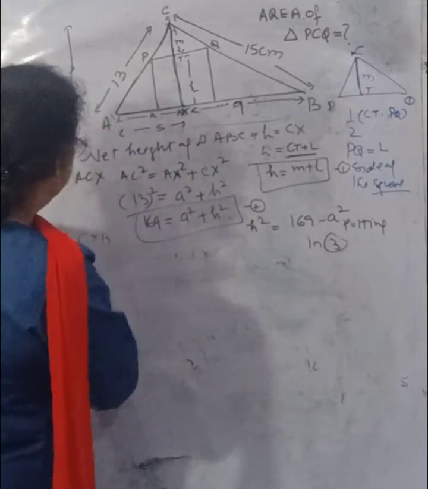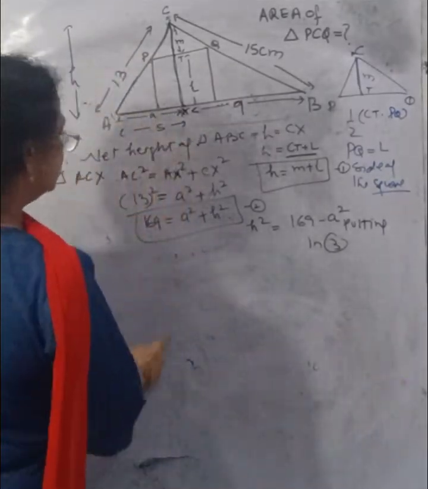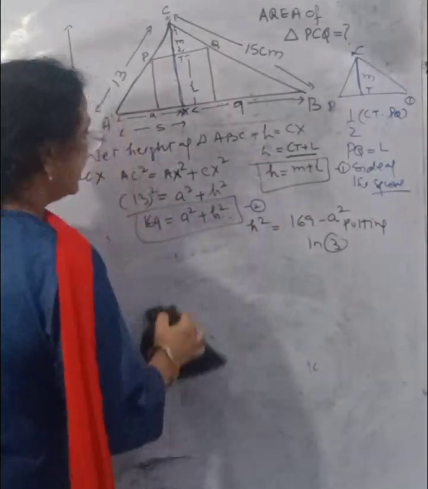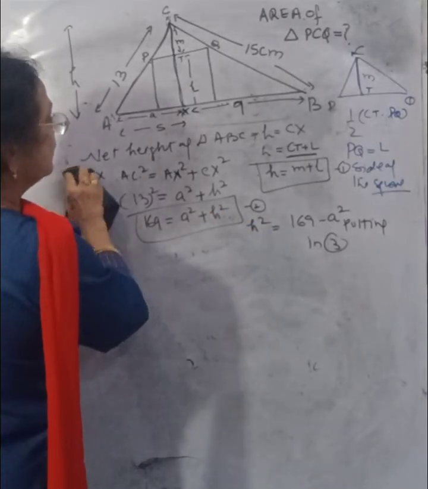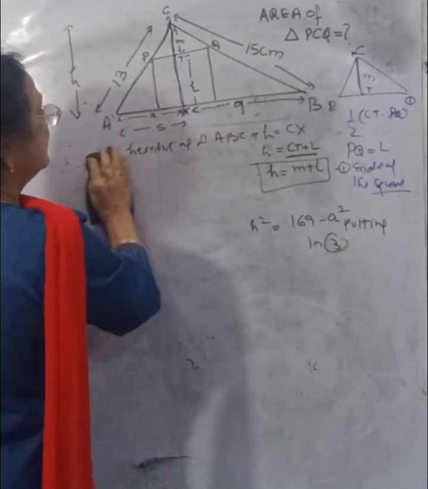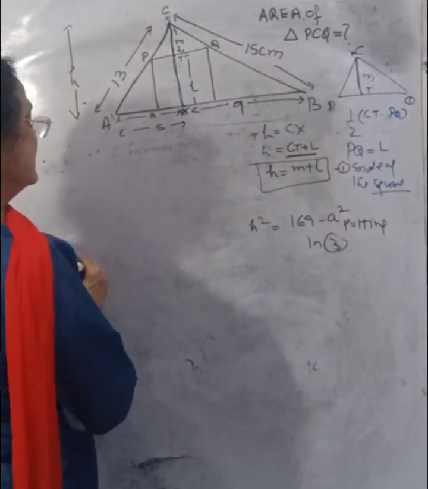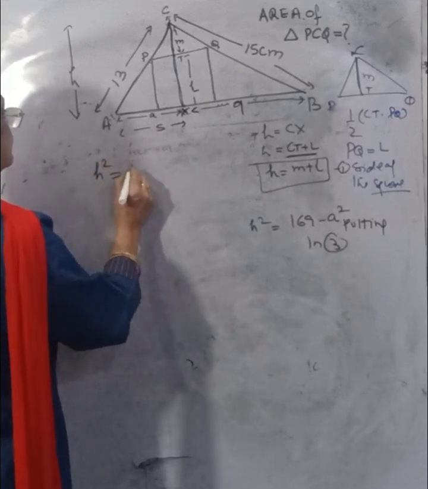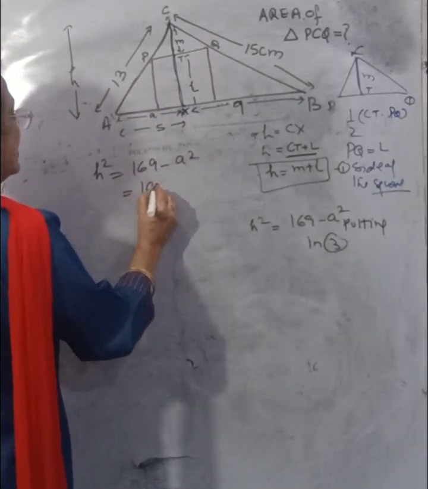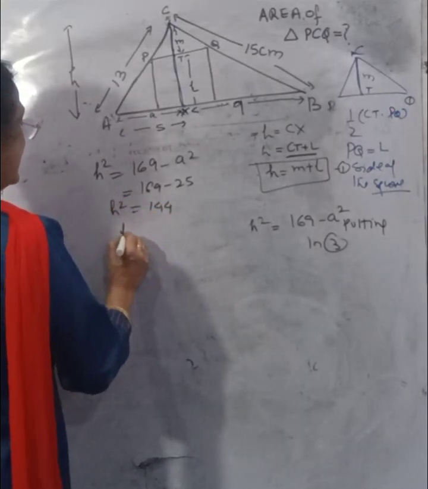In this equation, we can obtain the value of x square. We can write the same equation and rearrange it, and hence x square can be obtained. x square is equal to 169 minus a square. a was calculated as 5, so 169 minus 25 is 144. It means h will be equal to 12.